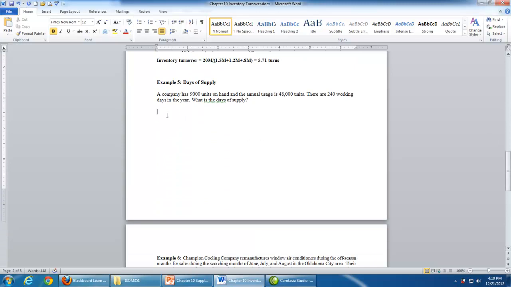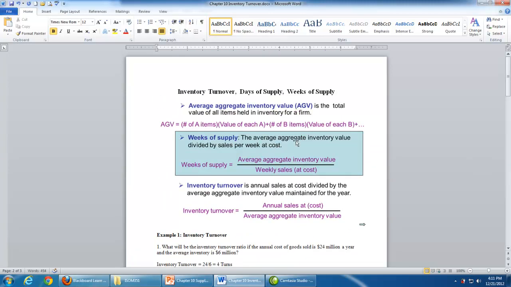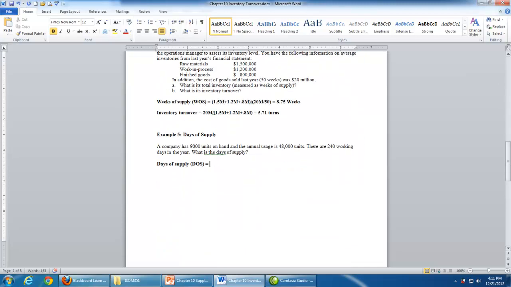Number 5, the question asks for day of supply, or DOS. Day of supply is almost the same as week of supply. It's only a unit change. Day of supply is equivalent to average inventory divided by daily sale instead of weekly sale.